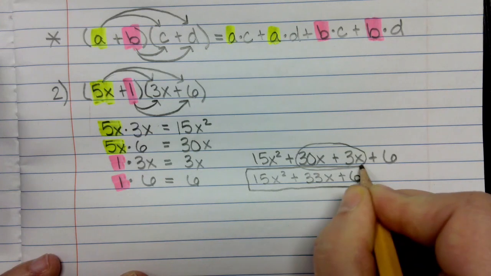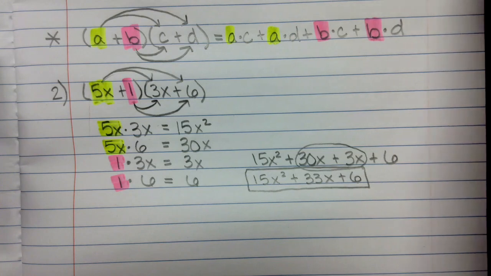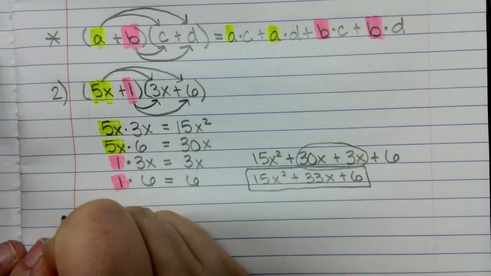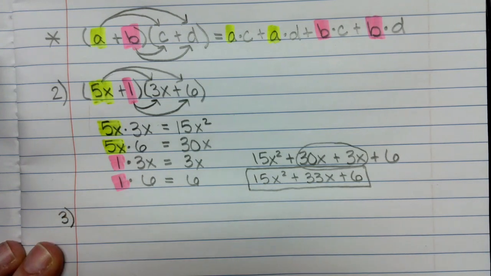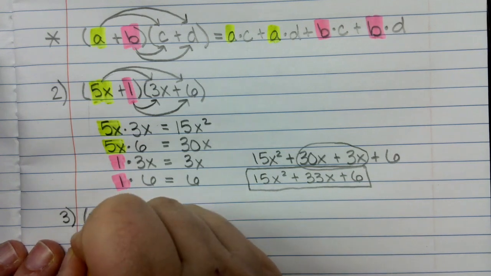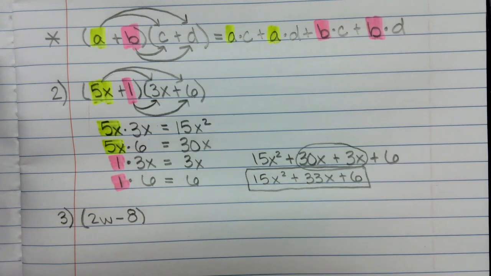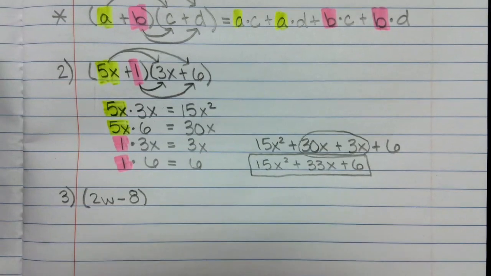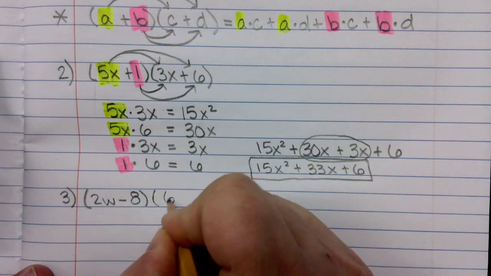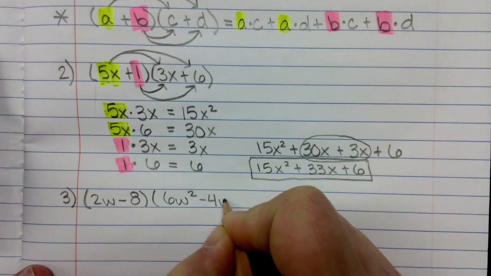Alright, we have one more problem. Number 3. This time we're going to do a binomial times a trinomial. So we'll start with our binomial, 2w minus 8. And then a trinomial means it's going to be how many parts? 3. So we're going to have 6w squared minus 4w plus 3. So if you want to work ahead on this one, you could.